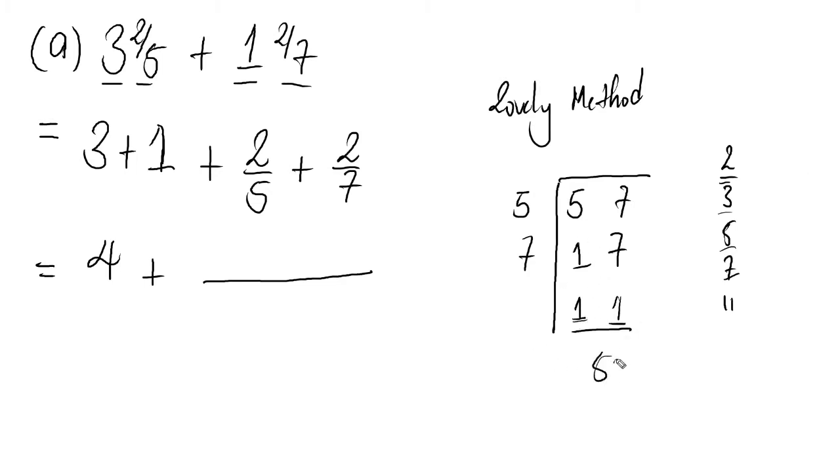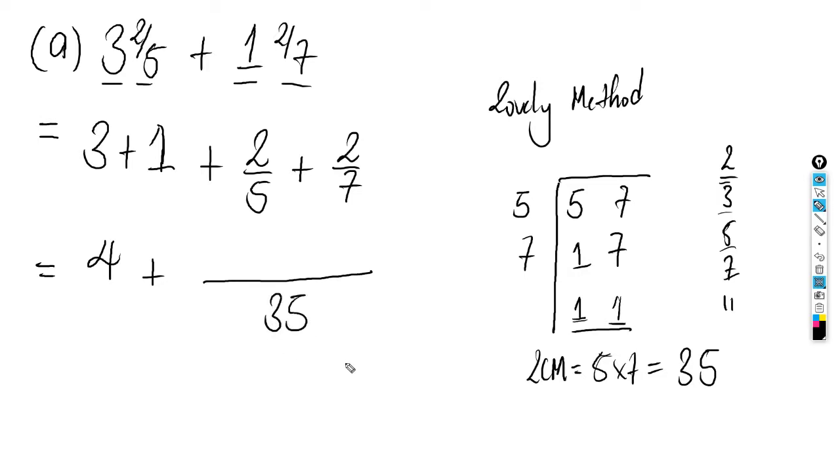Then the 5 multiplied by the 7 is equal to the LCM, the lowest common multiple of the denominators. Then 7 times 5 would give us 35. Okay. So this is the method I always use to find the lowest common multiple for the denominators.